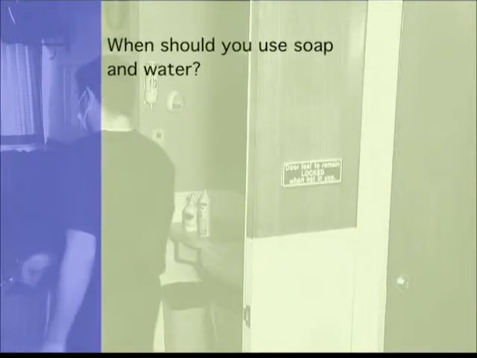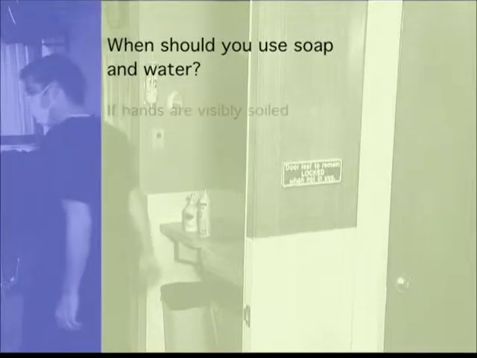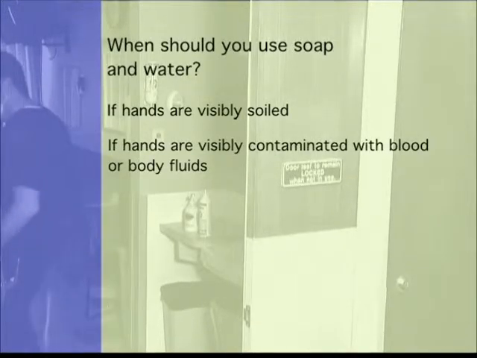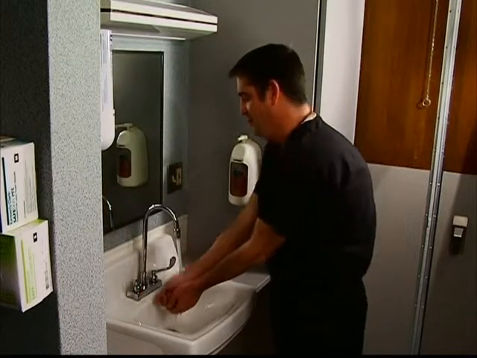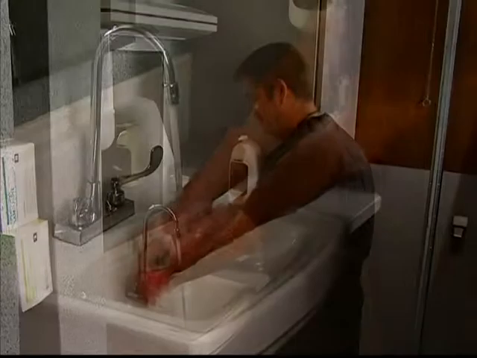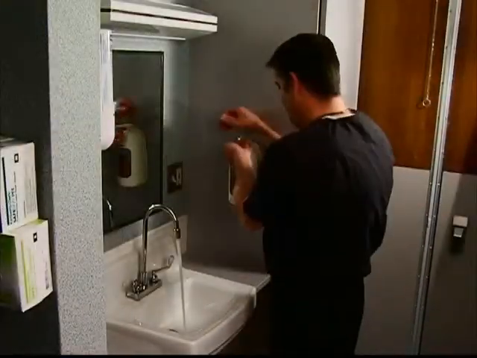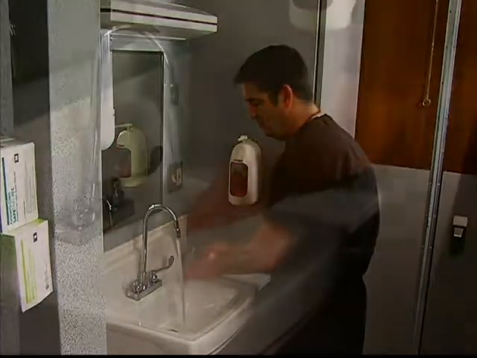Wash your hands with plain soap and water or with antimicrobial soap and water if your hands are visibly soiled, visibly contaminated with blood or body fluids, before eating and after using the restroom. When washing hands with plain or antimicrobial soap, wet hands first with water, avoiding hot water that can damage the skin. Apply 3 to 5 milliliters of soap to hands.